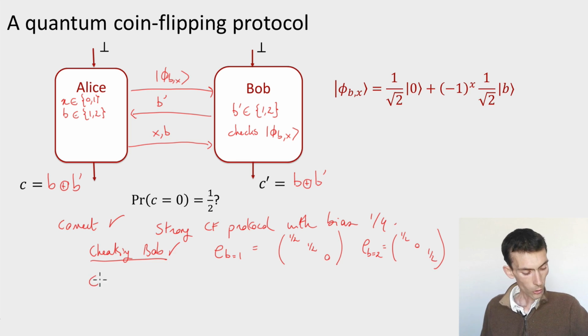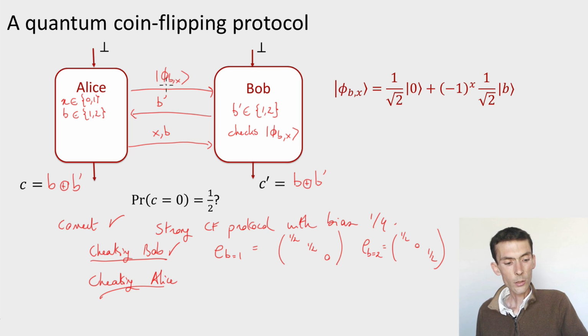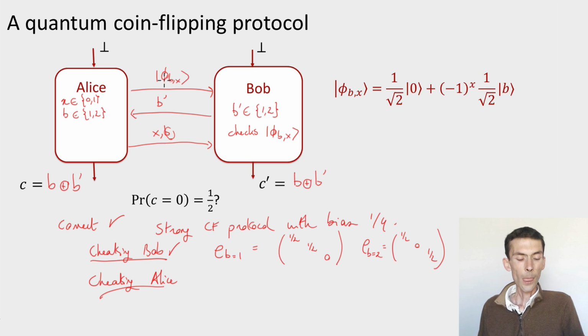So that's good. Now, cheating Alice, I'm not going to do the analysis because it's a little bit harder, but you can also show that her maximum probability of biasing the outcome towards 0 or 1 is a quarter. Here's the question: whenever she sends phi_bx over, can she later decide on a different bit b that she had encoded as a function of b' that she receives from Bob?